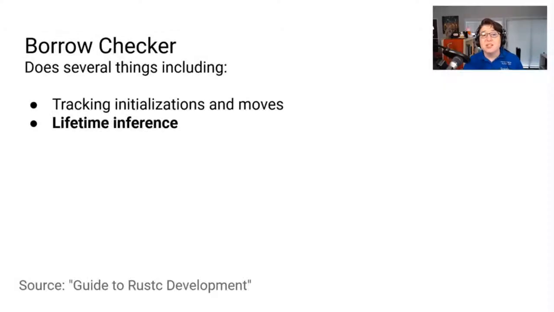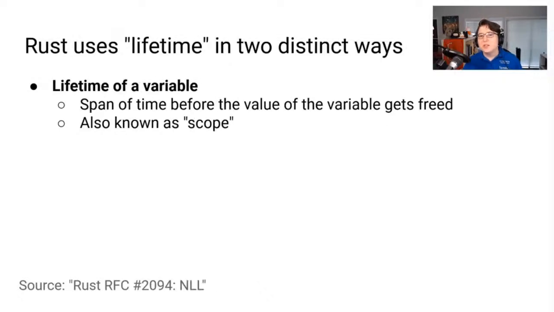And along with tracking initializations and moves, the borrow checker also deals with lifetime inference. Let's go over what this means. Rust uses the word lifetime in two distinct ways. The first is to refer to the lifetime of a value. That's the span of time before the value gets freed. Another word for referring to the lifetime of a value is referring to the variable scope.